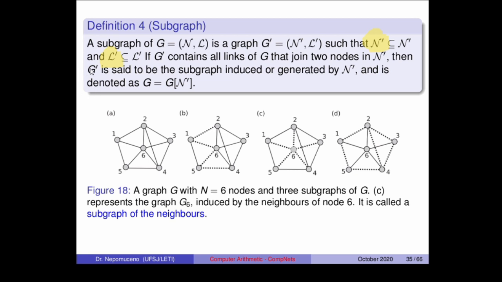And if G-prime contains all links of G that join 2 nodes in N-prime, then G-prime is said to be a subgraph induced and generated by N-prime, and is denoted G of N-prime. So, for example, here is a graph G with 6 nodes and 3 subgraphs of G. If I take out these dotted lines, you can put another subgraph, and you can produce from graph A 3 other subgraphs.